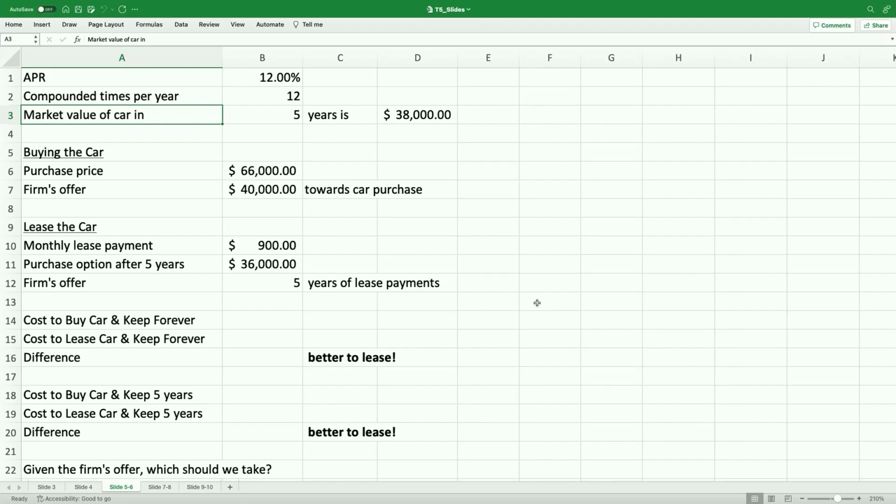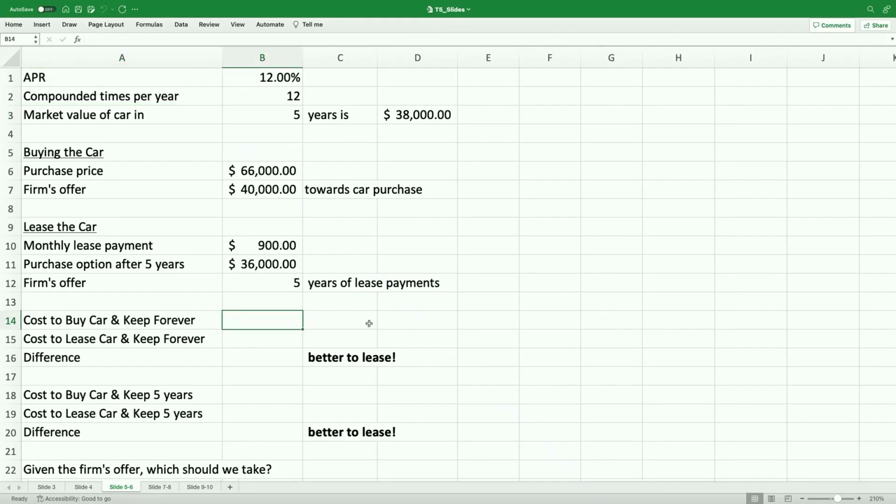So remember the first part A says, all right, ignoring the firm's offer, is it better to buy the car or lease the car? This is a standard question. When you walk into a dealership, often you have a choice to either buy the car or lease the car. Hopefully I'm going to convince you this present value framework gives you the toolkit to be able to figure that out. Which one is better? All right, so first, what is the cost to buy the car and keep the car forever?